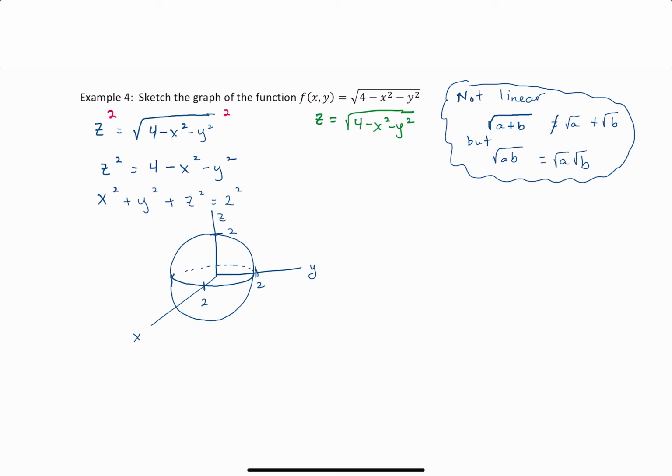So I am actually going to need to erase some of this stuff here because we actually only want the part of the sphere that's above the xy plane, because that's where the z's are positive. If you're below the xy plane, your z's are negative. But anyway, there we go. That's the graph of that.